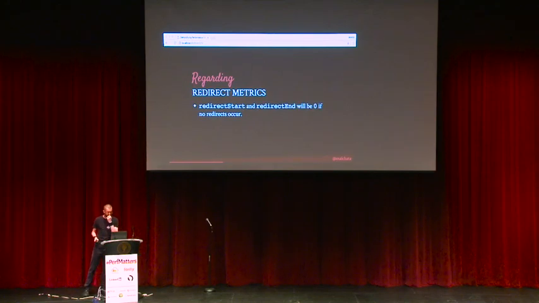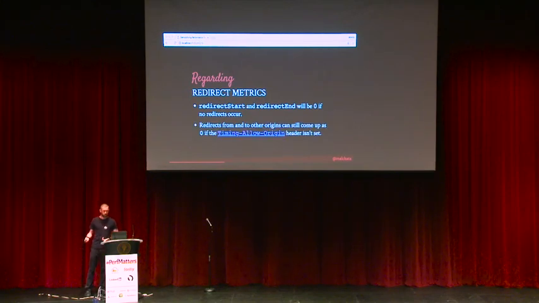redirect metrics. Redirect start and redirect end will be 0 if no redirects occur. Makes sense, right? If we can't measure a redirect because there isn't one, it's going to be 0. And redirects from and to other origins can still come up as 0 if the Timing-Allow-Origin header isn't set. Timing-Allow-Origin is a header that you can set that will allow other origins to collect resource and navigation timing metrics. So if this isn't set, you may not be able to measure that information.